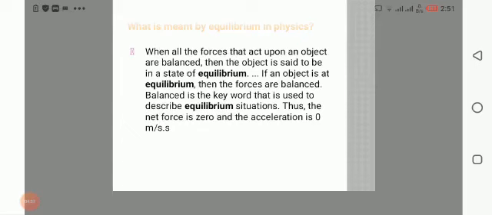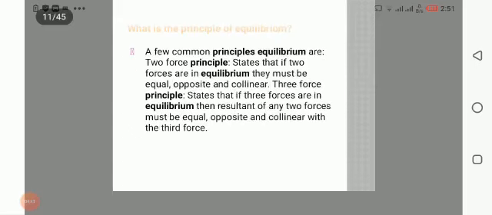The next is, what is the principle of equilibrium? A few common principles of equilibrium are: the two-force principle states that if two forces are in equilibrium, they must be equal, opposite and collinear. The three-force principle states that if three forces are in equilibrium, then the resultant of any two forces must be equal, opposite and collinear with the third force.